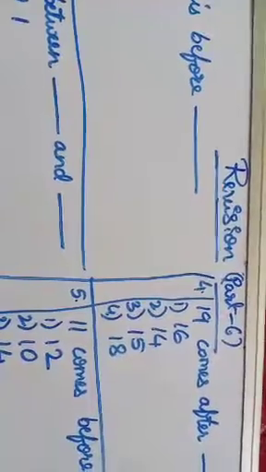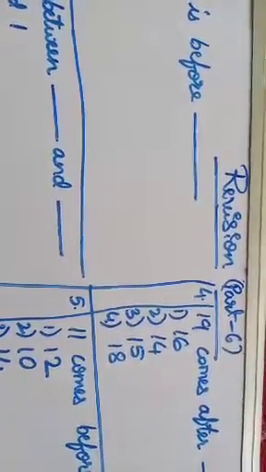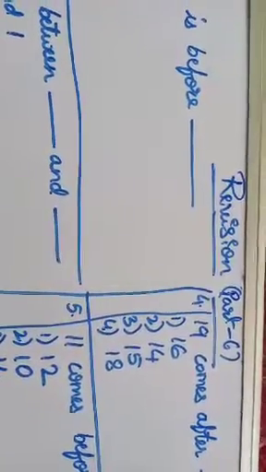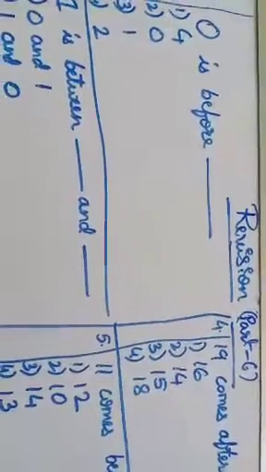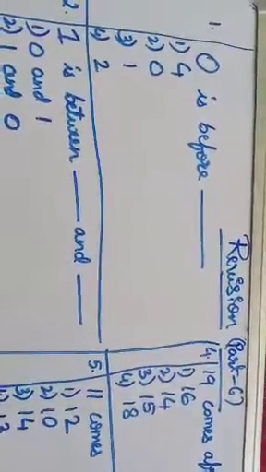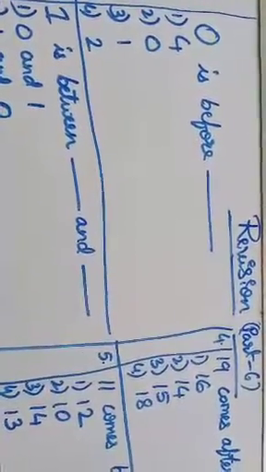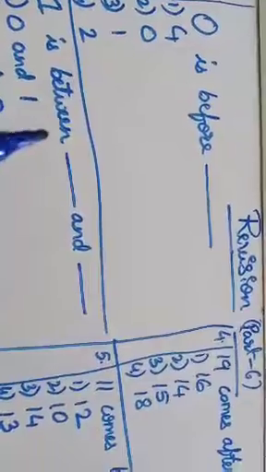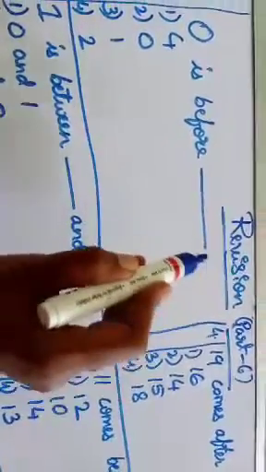And today's topic is revision part 6. In the previous class, we have finished part 5. So here we have revision part 6. Again I have the questions here and I have given the 4 options. So what you have to do, children? You have to select the correct answer and tick mark it and write in the blanks.